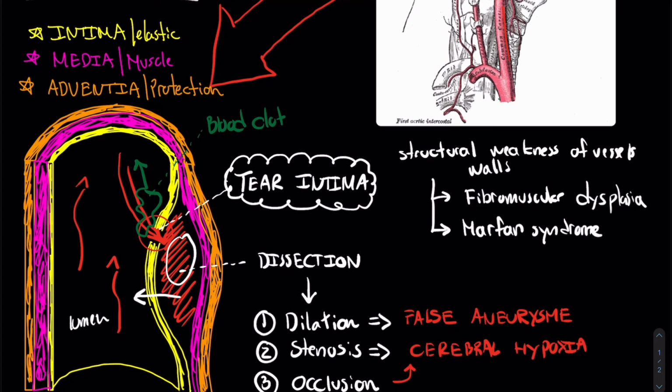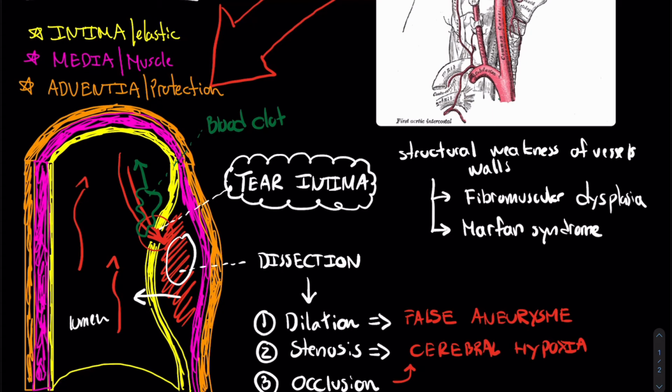Now, also keep in mind that the intima layer in the carotid artery specifically is very thin compared to other arteries in the body, such as the aorta, which has a very thick elastic layer, intima layer. And so just because of this, the intima layer is vulnerable to tears.